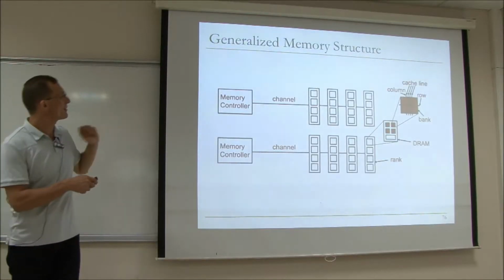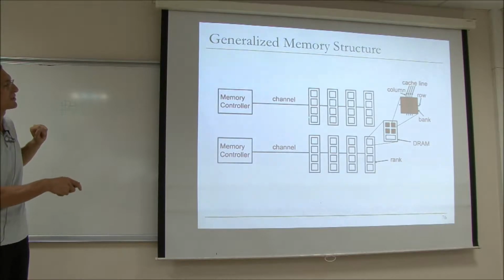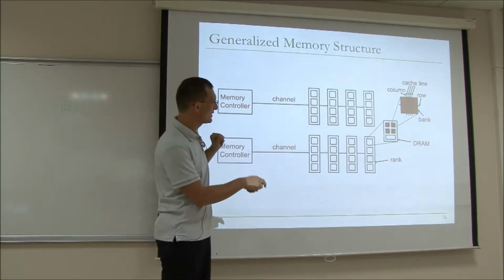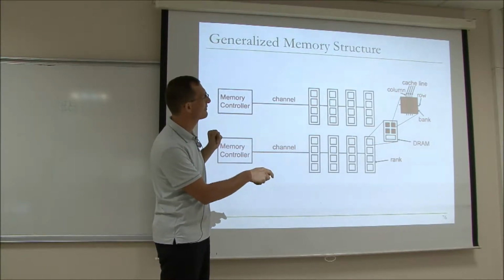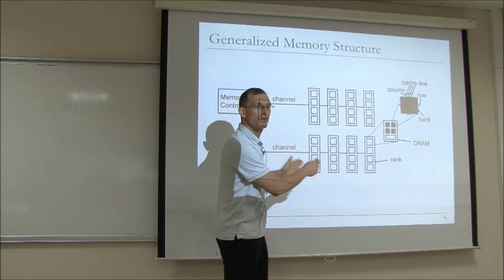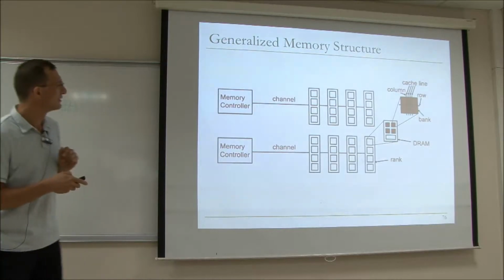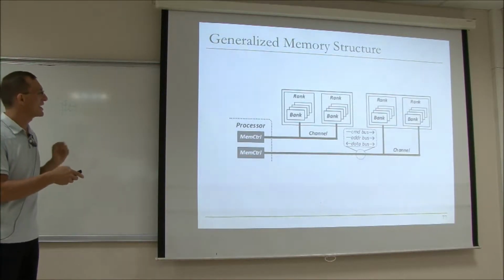Okay, so the generalized memory structure: you have a memory controller that controls a channel, which consists of multiple DIMMs, which may consist of multiple ranks within themselves. And within each DIMM, you have these chips where you have banks, in this case 4 banks, and you have a two-dimensional structure, columns and rows, and a cache line basically resides within a row and across different columns, in this case 4 columns, for example. So this is probably the 5-dimensional structure. And this is another way of looking at it.